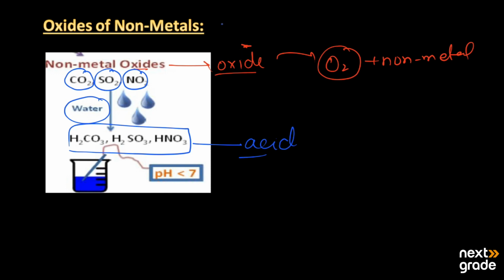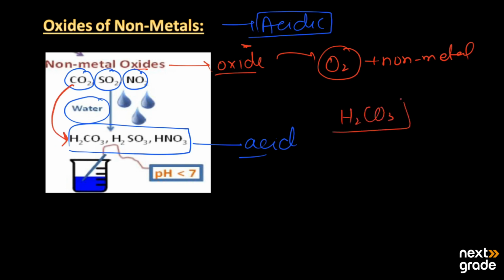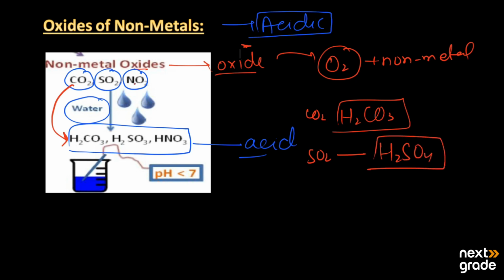When they get dissolved in water, they produce specific types of acids. That's why the oxides of non-metals are acidic in nature. The simple answer is that they produce acids when dissolved in water. When carbon dioxide dissolves in water, it produces carbonic acid. When sulfur dioxide combines with water, it produces sulfuric acid, whose formula is H2SO4. And when nitrogen dioxide combines with water, it produces HNO3, nitric acid. So the oxides of non-metals are acidic in nature.